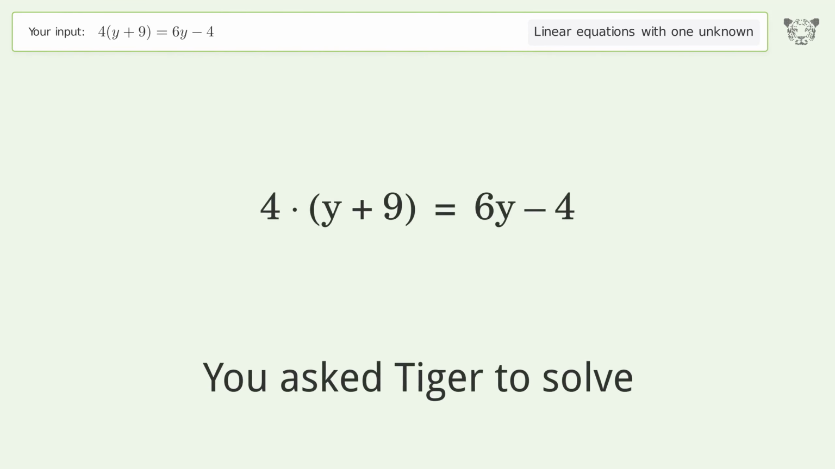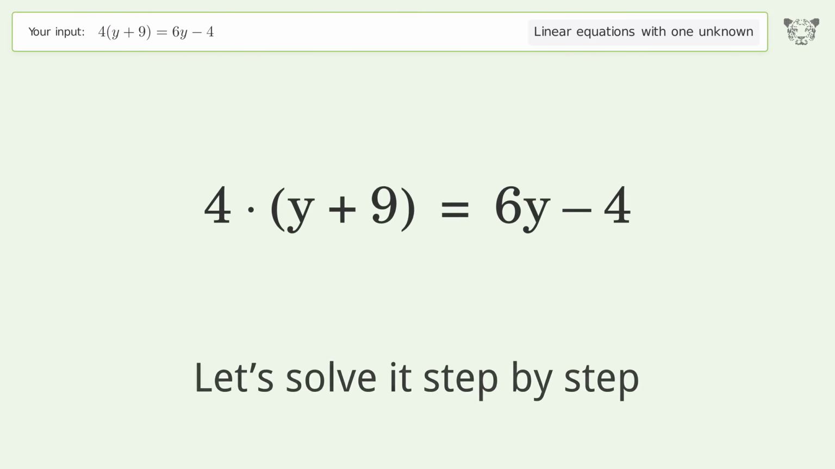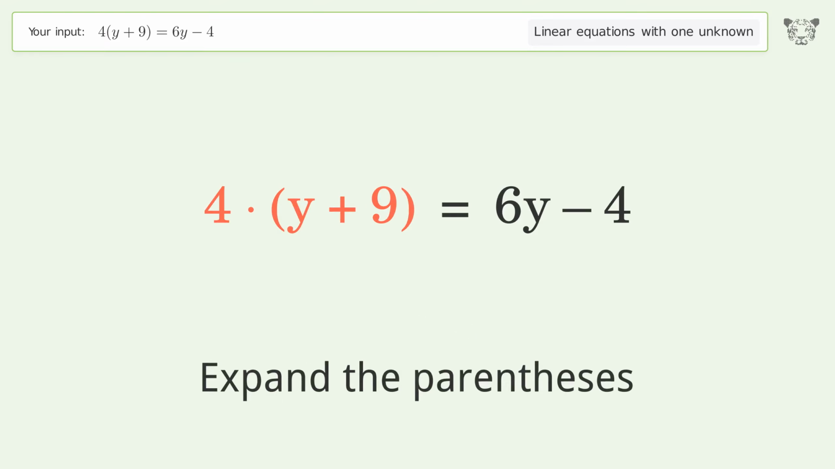You ask Tiger to solve. This deals with linear equations with one unknown. The final result is y equals 20. Let's solve it step by step. Simplify the expression. Expand the parentheses.